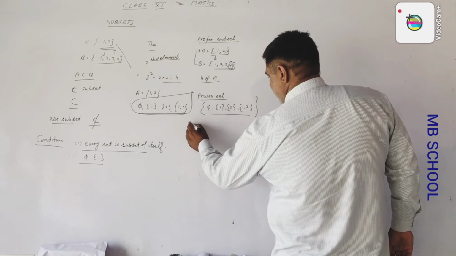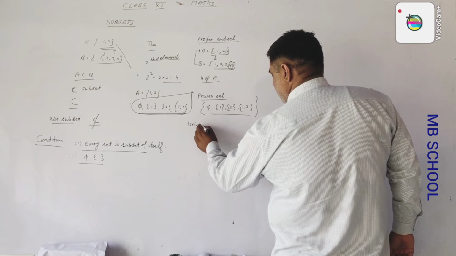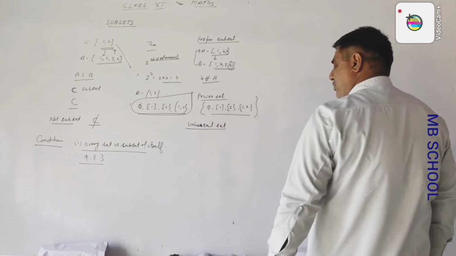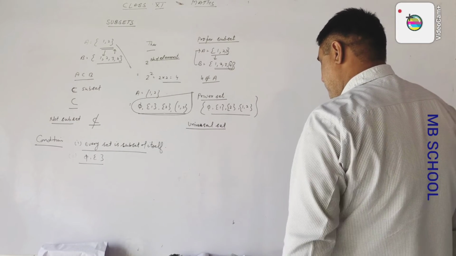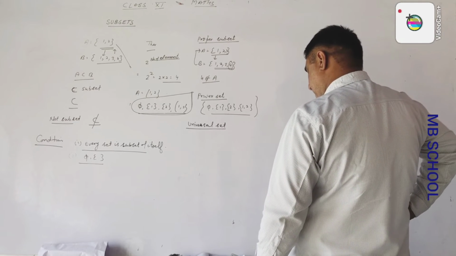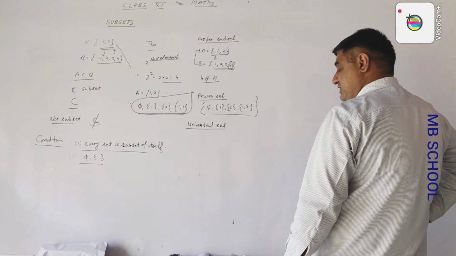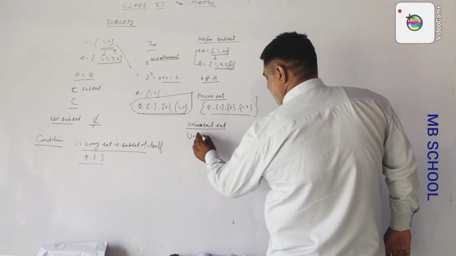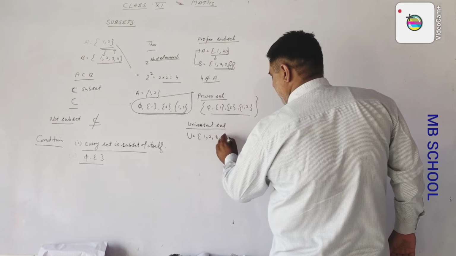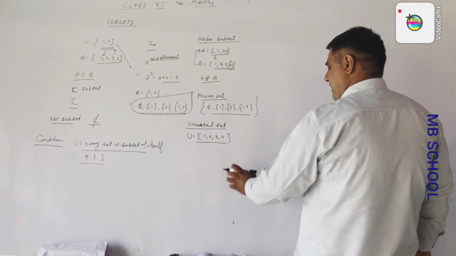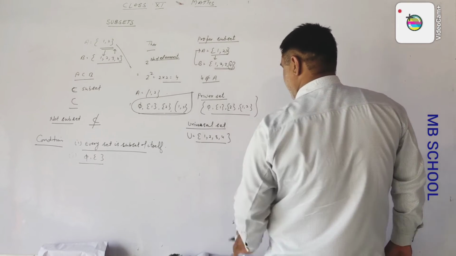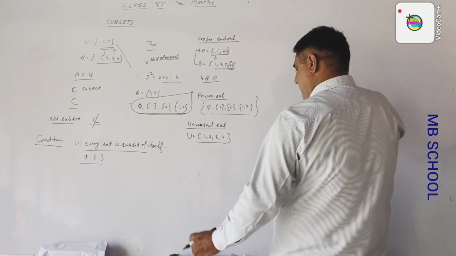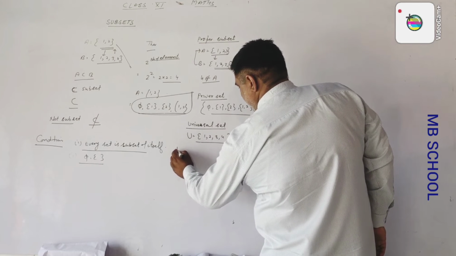Next, universal set. The collection of all sets, under the construction of subsets of a large set, is called the universal set. This is denoted by U, and U is equal to 1, 2, 3, 4. This is the universal set. For example, this is the largest set of all the sets. This is called the universal set. Now, the last topic is interval.